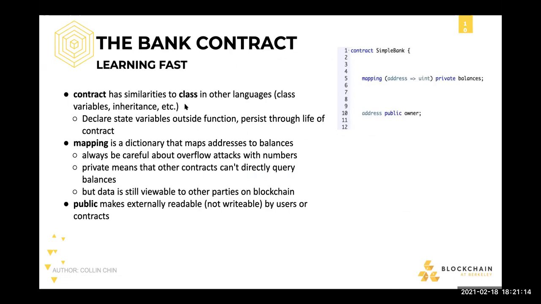So then the contract is very similar to classes in other languages. If you've taken 61A or 61B, you declare your state variables outside the function. The mapping is very similar to a hash table in that you could quickly get an attribute by a key. Public means that a contract is externally readable by users, but then they can't modify it. If it's private, it means that an external person who calls a contract will not be able to view what's in the balance.